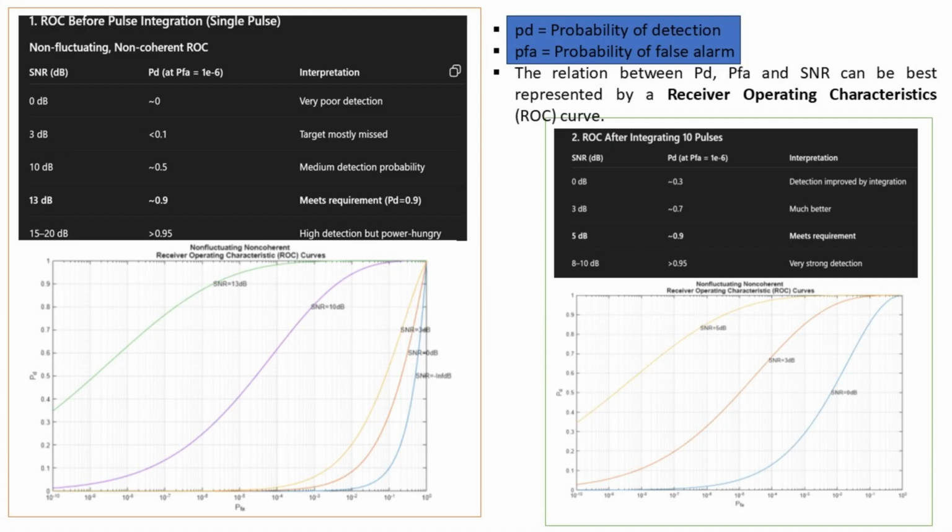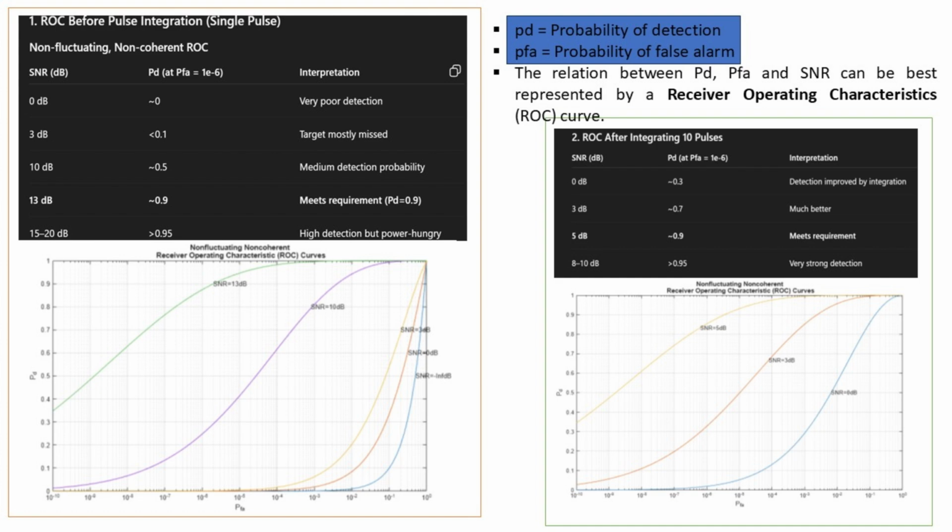How PD, PFA and SNR relate, the ROC idea. An ROC, receiver operating characteristic, curve plots PD, vertical axis, versus PFA, horizontal. Each ROC curve is drawn for a fixed SNR. Moving to a higher SNR, the curve shifts upward or left. For the same PFA you get a larger PD.